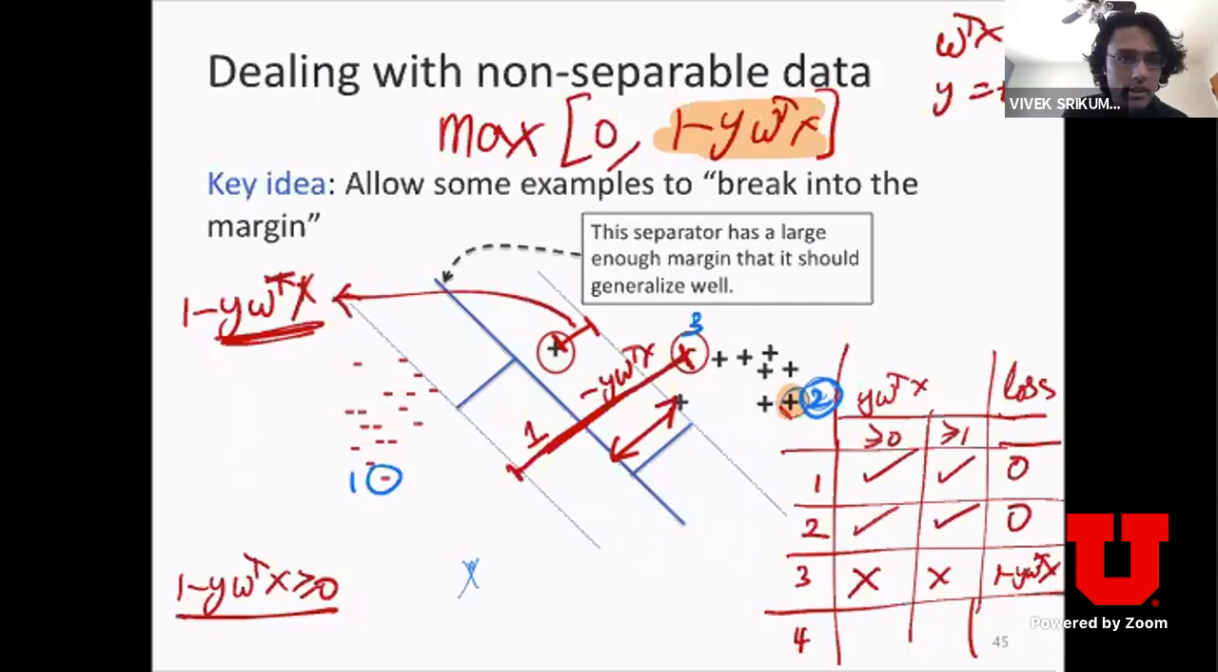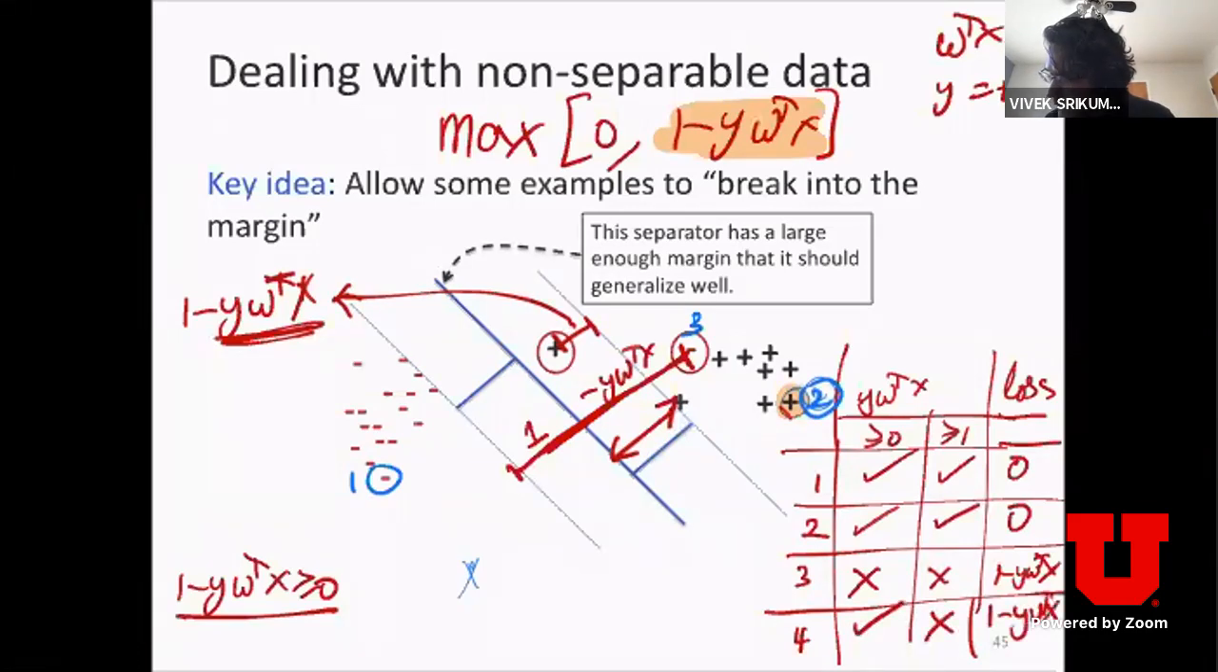And that is clearly greater than 0, because y w transpose x is a quantity that's positive. So y w transpose x is greater than 0, but it's not less than 1. So the loss is 1 minus y w transpose x. There are really only 3 cases, because these 2 are really the same case in terms of the second and the third columns. I hope this clarifies things.